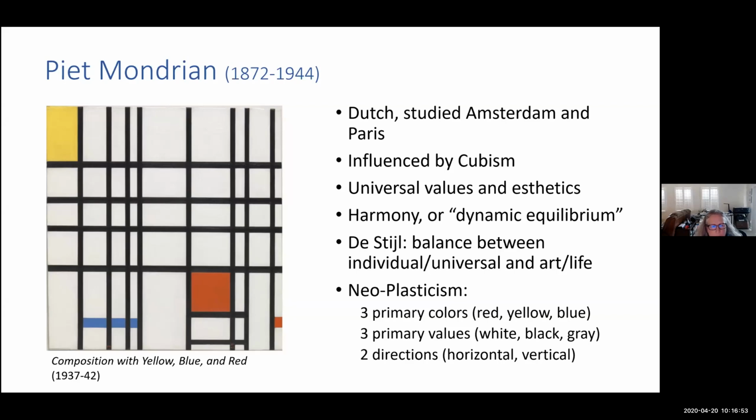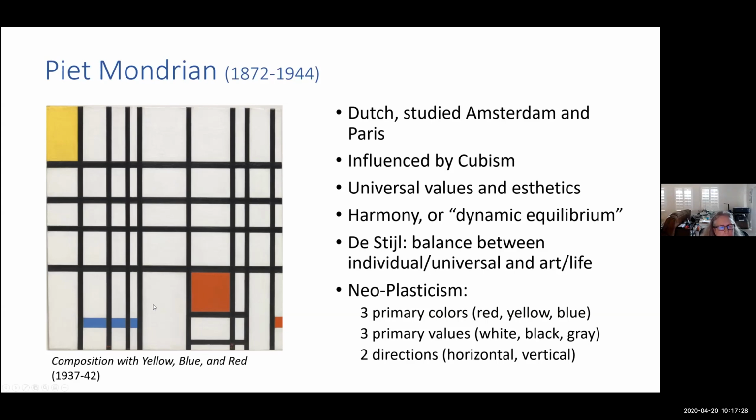directions, horizontal and vertical. He felt so strongly about this that Van Doesburg at one point started using diagonals in his work, and Mondrian said, no, that's not going to work. And they actually had a split at that point because he wouldn't accept the diagonals. So let's look at this here. So we have these horizontal and vertical black lines, and then these fields of primary colors. We have the yellow, red, 2 dots, another small dot of red, and blue.